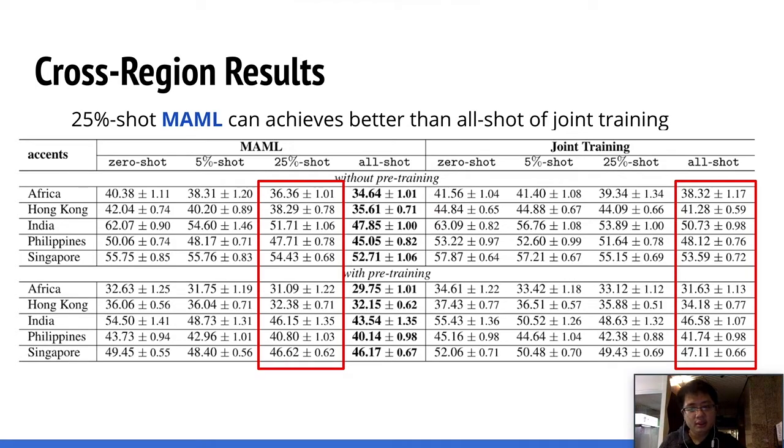Interestingly, in the cross-region result, if we only focus on the low resource accents, in here meaning excluding India, we can see that at 25% shot, MAML can achieve better than the all shots in joint training.